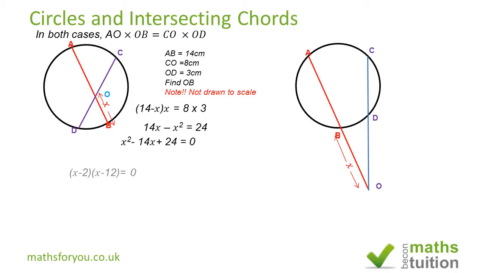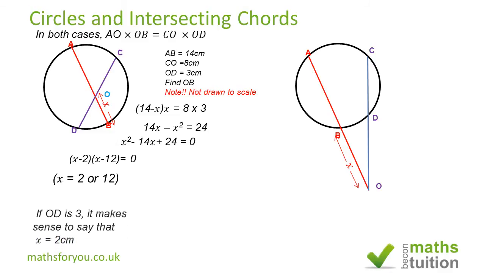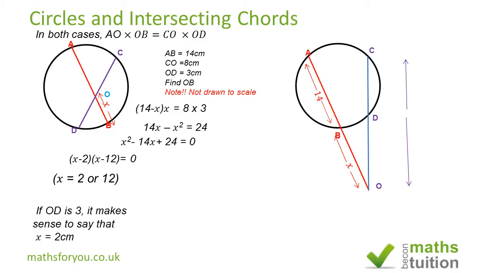Okay. When we factorize, we have that x minus 2 into x minus 12 is equal to 0, which means that x has to be 2 if we're looking at the diagram, and which means that AO is 12, and 12 plus 2 gives us 14. Now, for the right hand side, we know that AB is 14 as given to us there, and we know that CO is 8. We also know that OD is 3.